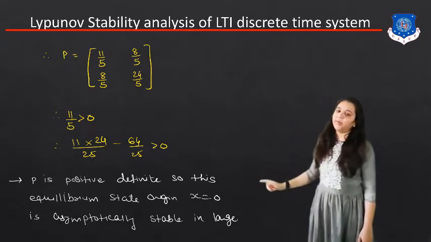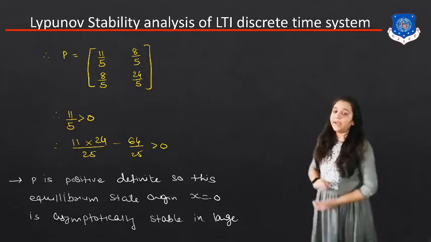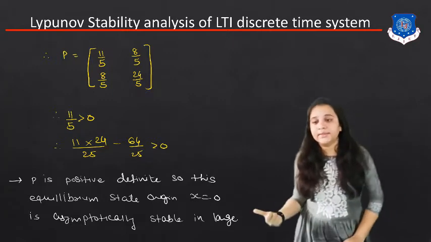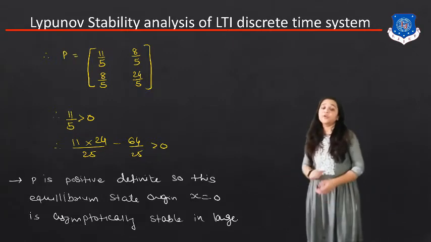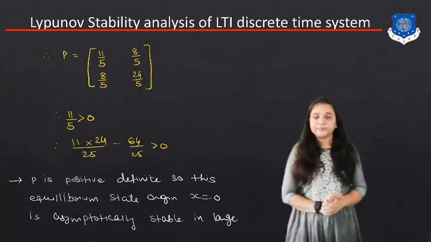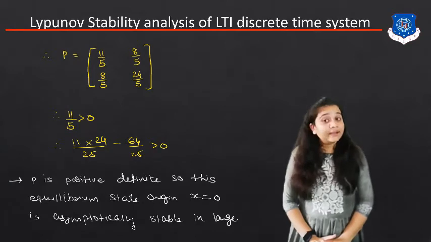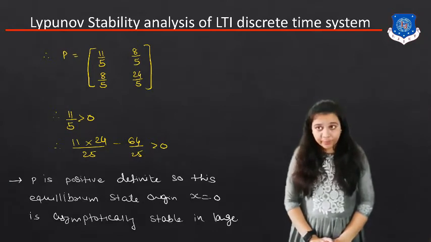So the equilibrium state at origin x equal to 0, whenever the value is greater than 0, is asymptotically stable in the large. Okay. So we can also find the stability using the root locus method, bilinear method, and Routh stability in the discrete domain.